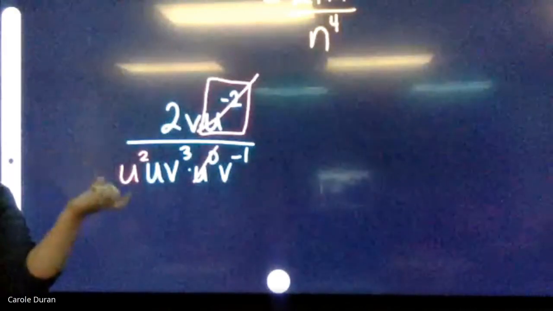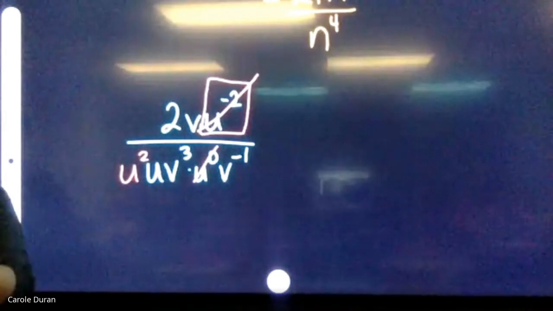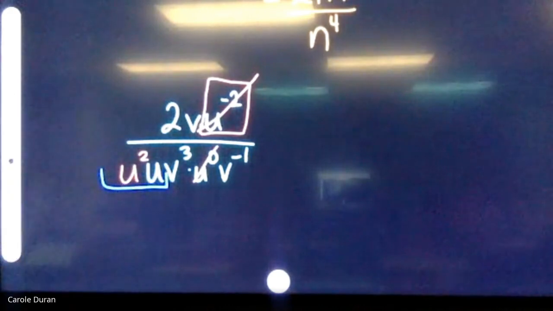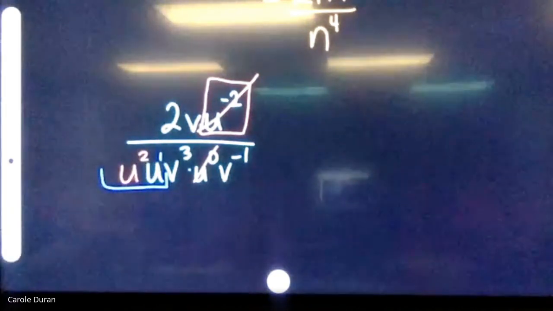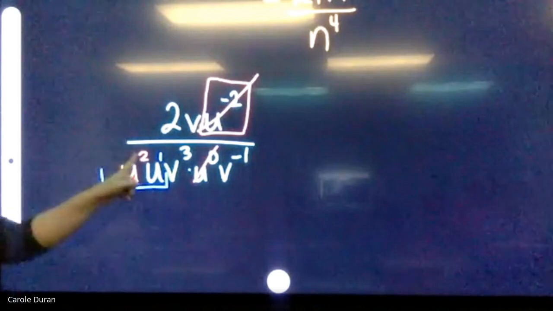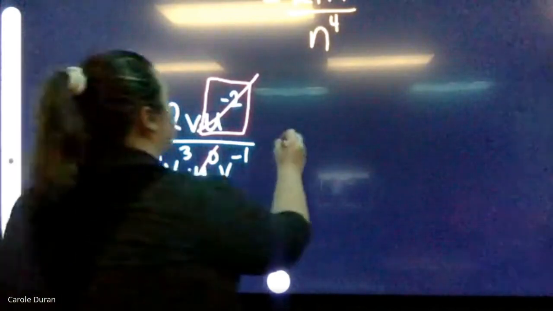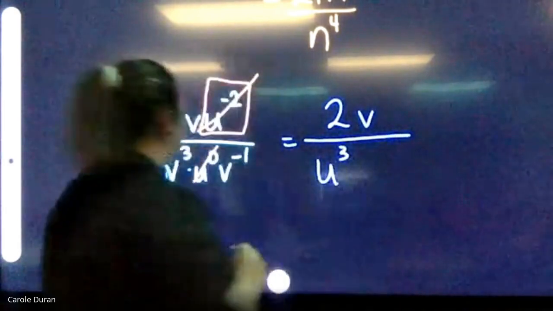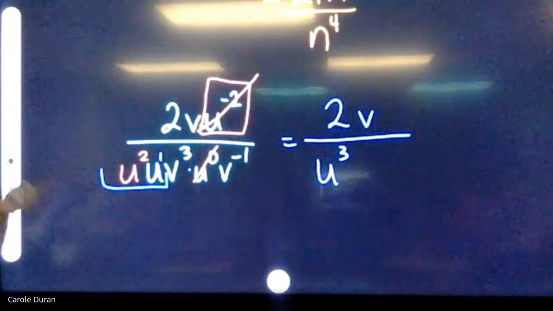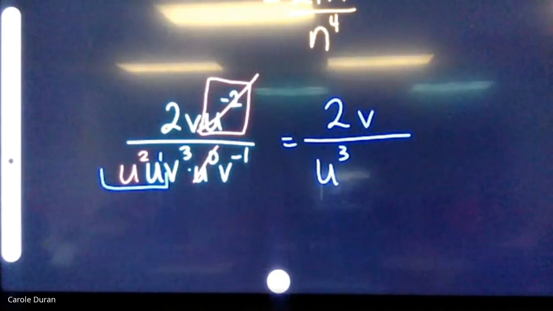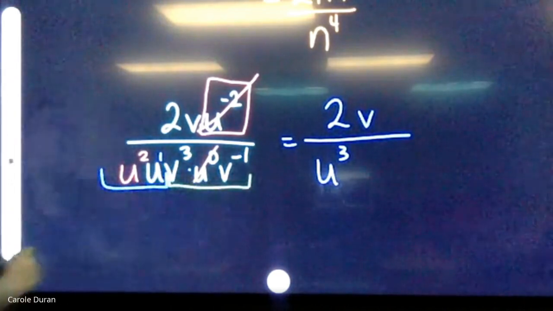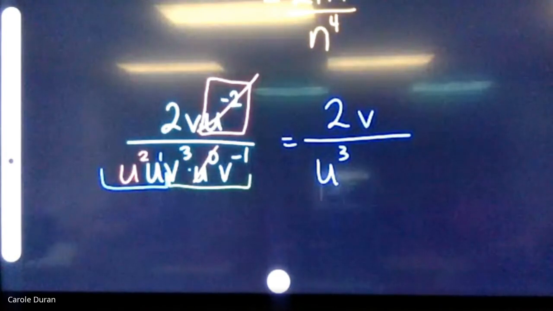So then down here, is there anything I can put together? Do I have any like bases? The two u's. I have u squared and I just have u. What exponent do I assume is on that second u? 1. So when I put them together, they're going to become what? U to the third, because 2 plus 1 equals 3. So what I have right now is 2v, and then I have u cubed. Is there anything else I can put together in my denominator? The v's, right? I have a v cubed and I have a v negative 1. So when I add their exponents together, it's going to become what?